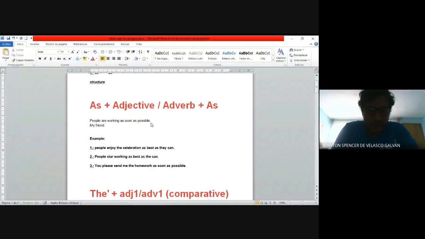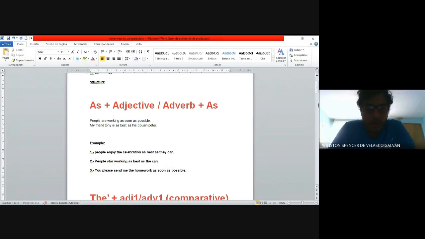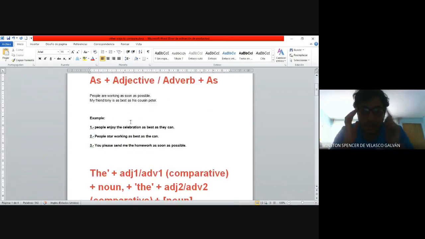Now, look at this. I'm going to make another sentence for all of you. My friend Tony is as good as his cousin Peter. Mi amigo Tony es tan bueno como, o lo hace tan bien como su primo Peter. Yes, that's the way that we are making the structure.